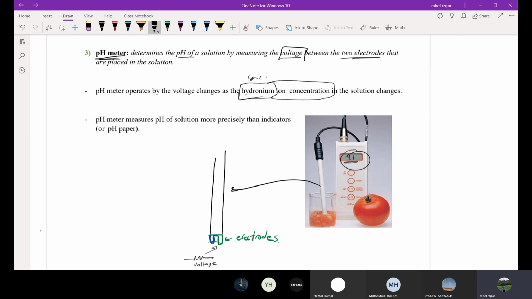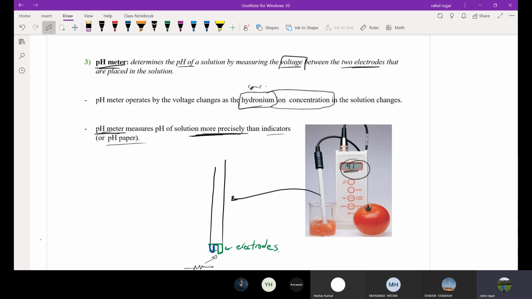That's why the pH meter is actually more precise. It measures more precisely than indicators and pH papers. pH paper is also kind of precise. It's also very fast.